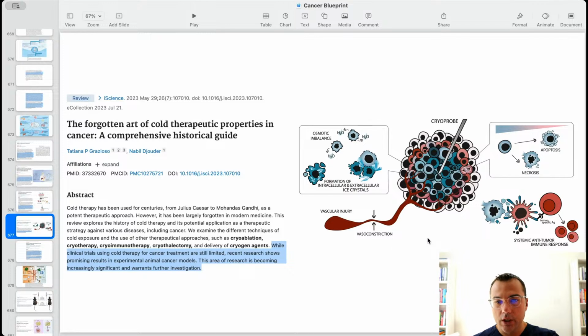That is true. So this paper is pretty cool because it's showing how cold induces an osmotic imbalance and the formation of these intracellular, extracellular ice crystals, basically kind of like injuring the vasculature to the tumors, as well as having an anti-tumor immune response and leading to apoptosis and necrosis of cancer cells.